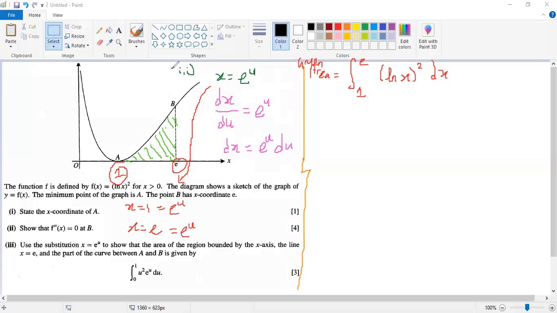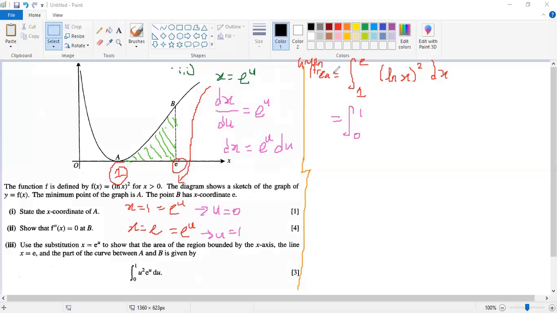So solving for the value of u, we see that u is 0. This one, u is 1. That is why the new integral limits will be 0 and 1 in terms of u. That's why we change it to 0 to 1.